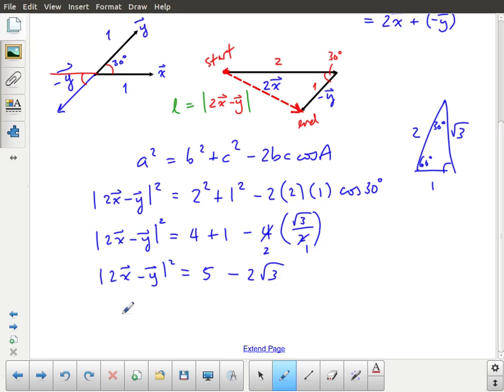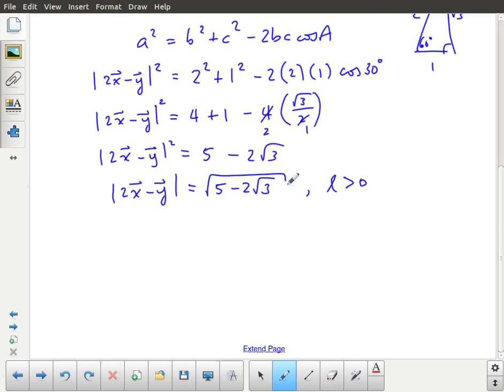And now it's probably a good idea to take the square root of both sides. Normally when we take the square root of both sides, we would say plus or minus, but we don't need to do that because we know this is a length, this is a magnitude. And so we know that L must be greater than 0. We know a length has to be greater than 0. And so from that, we can write it this way. This is an exact value, and this is perfectly good this way.